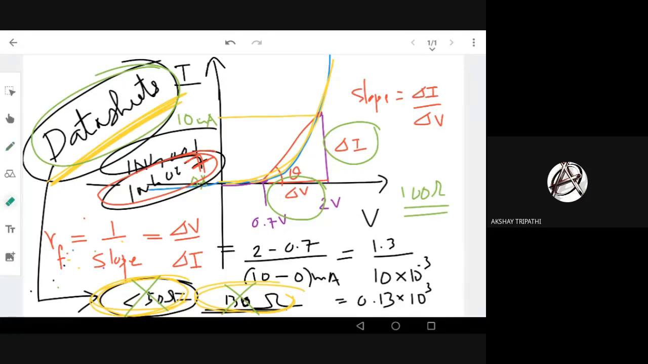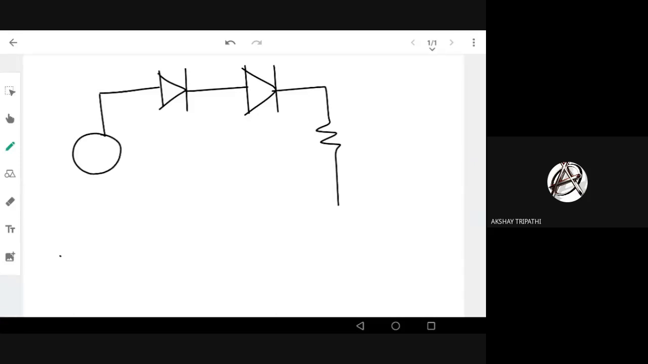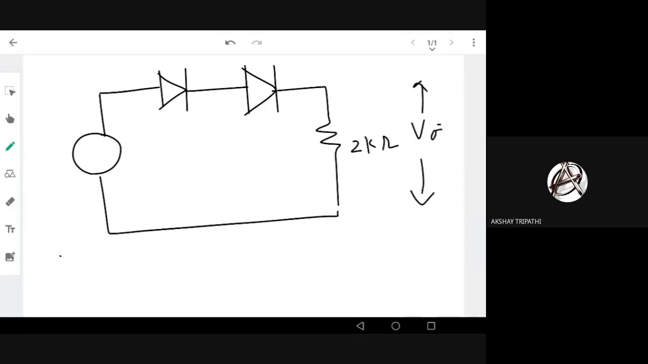Okay, so we have tried to find the equivalent resistance. Right now we go back to the problem. Now the same problem, if I use two diodes, what happens? This is a 2 kilo ohm resistance. I'm taking the output here. Now this is the 5 volt input. Now there are two diodes. If these diodes are silicon diodes, I can replace them in the forward bias state.